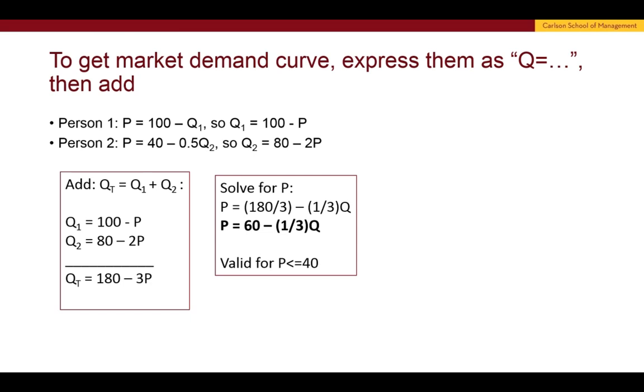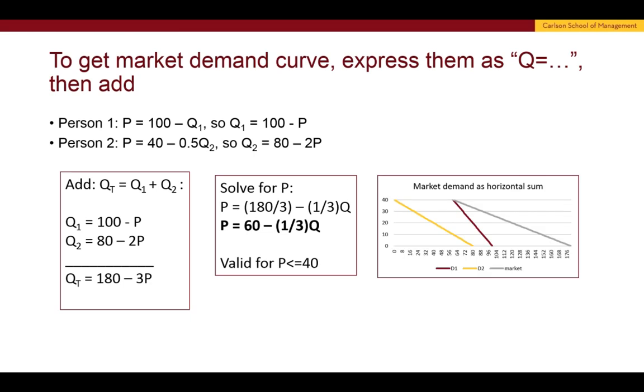If we want to split hairs, we can point out, though, that this is really just the demand curve when both consumers are in the market. And notice back up at the person 2 demand curve, at a price above 40, person 2 wouldn't be buying anything. So this is actually just the demand curve when both consumers are purchasing positive quantities. So it's the demand curve for price less than or equal to 40. So here we see the horizontal sum of the demand curves of person 1 and person 2. And yes, indeed, the market demand curve is the horizontal sum of the individual demand curves.